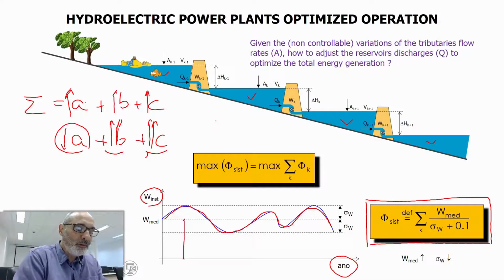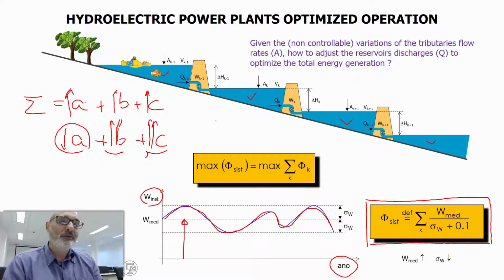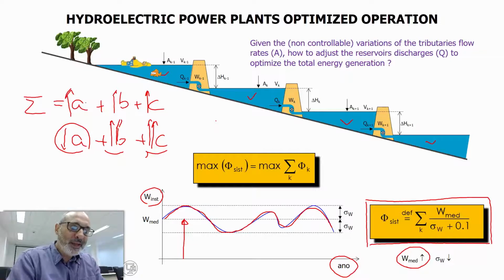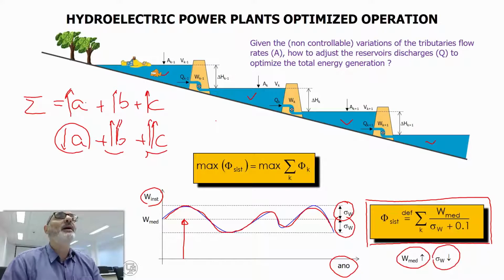Roughly speaking, we want to increase the average instantaneous generation, because by increasing the annual average, I assure that the total volume is going to be increased. So we want to increase the average generation, the average power, but we also want another thing. As I was mentioning, we want regularity. So we want to decrease the dispersion around the average. We want to increase W, but we want to decrease sigma. And sigma you may calculate as being the standard deviation around the average value.